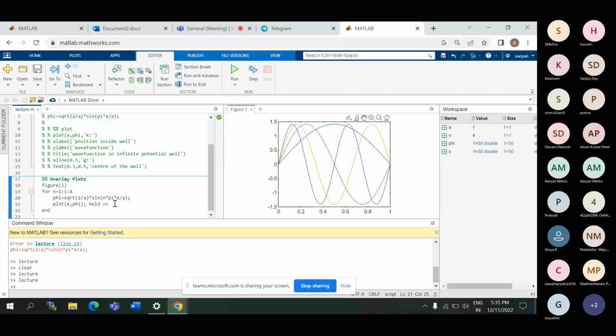So now let's see, can we get the graph we want? You see all the graphs now? You are able to see all the graphs now? Yes, sir. So now you understand what 2 extra commands we need to write in order to make overlay plots.